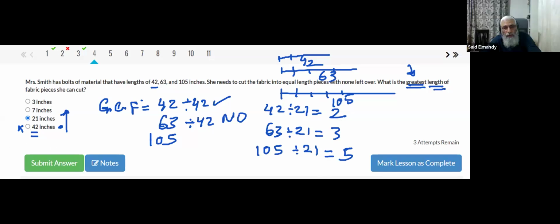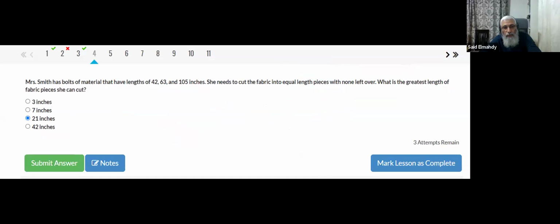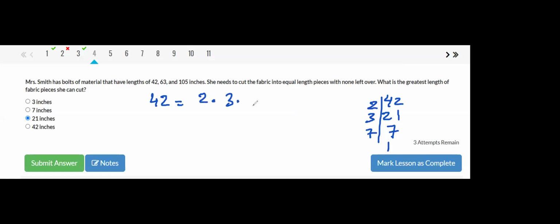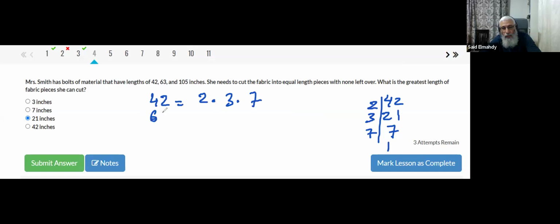If you want, there is another way to solve by factoring. We need to factor 42. 42 divided by 2 is 21. 21 divided by 3 is 7. And 7 divided by 7 is 1. So 42 equals 2 multiplied by 3 multiplied by 7. These are the factors of 42. Factors of 63: 63 is 7 multiplied by 9. 9 is 3 multiplied by 3. So we can write it like this, with matching factors lined up under each other.